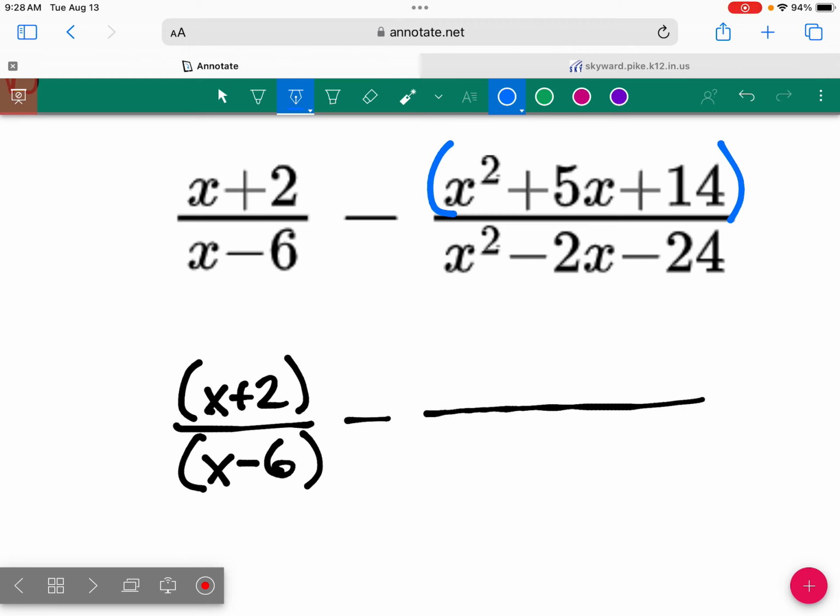So on this top one, on our numerator, we've got that it multiplies to make 14 and adds to make 5. And does that have a sign wrong on it somewhere? It feels like it's got a sign wrong.